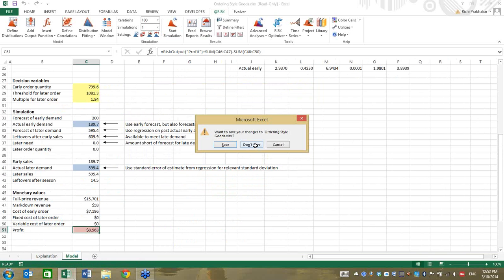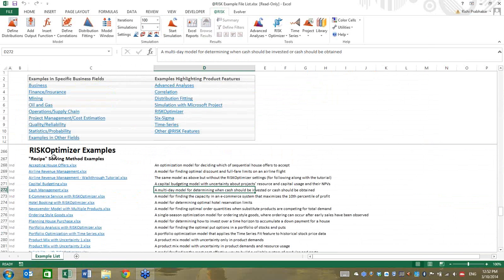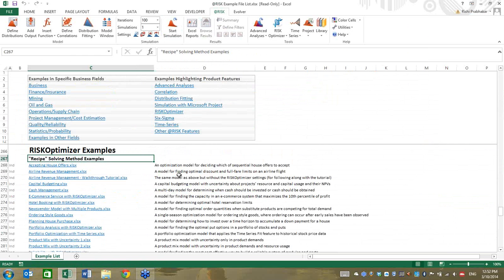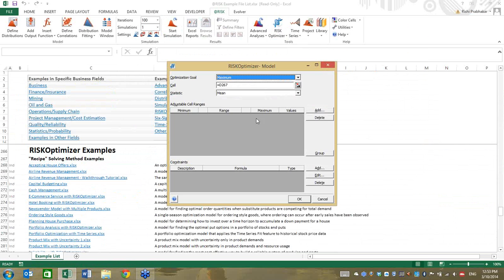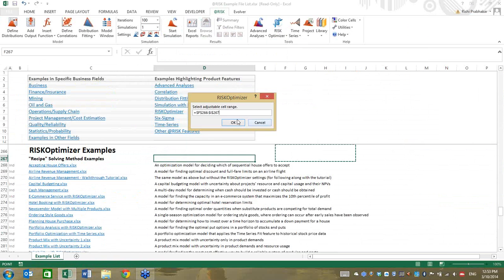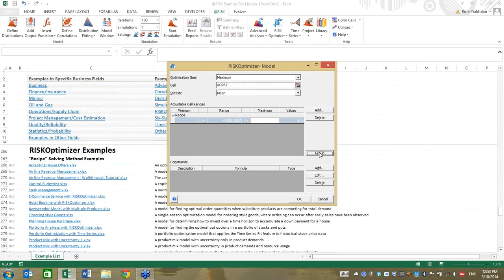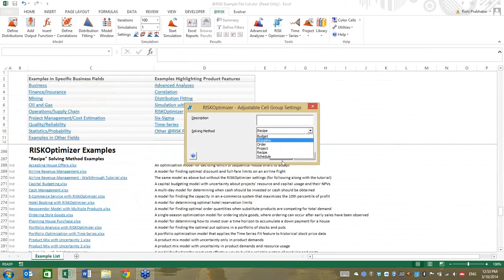Now, as you saw in the RISKOptimizer examples, all of the solving methods that we looked at over the last two webcasts with Evolver are absolutely still available to you with RISKOptimizer. If I add a new group, and I'll go in and edit that, I still choose whichever methodology I'm looking at. So exactly the same ideas as with Evolver, but with just some extra things looking at the probabilistics of it.